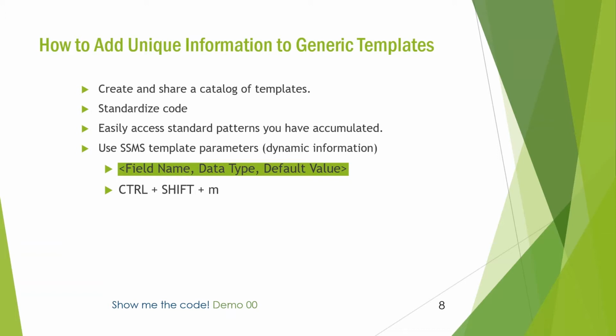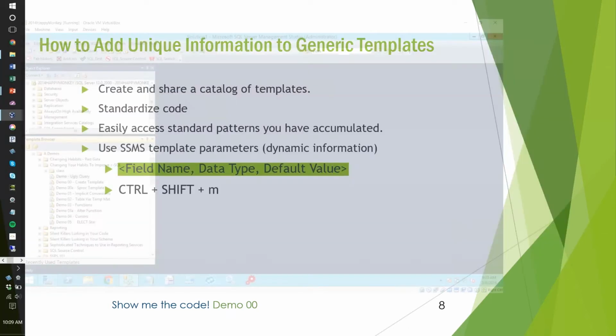Then all they have to do is use Control-Shift-M to invoke these parameters. The other great thing about this is, say you're referencing the database name 5 times in your template. They'll only be prompted 1 time for the database name, and it will appear 5 times after the Control-Shift-M. So let's take a look at a demo for this.